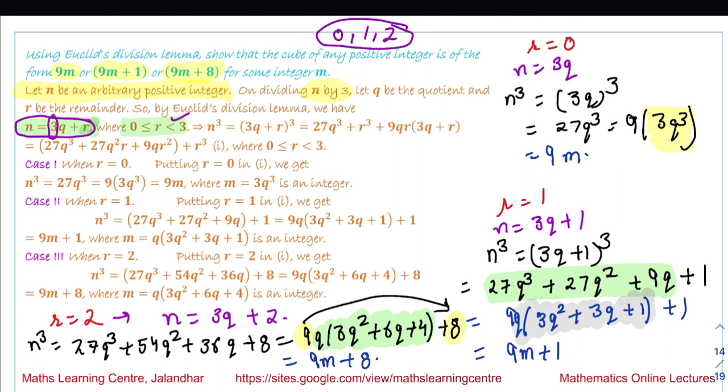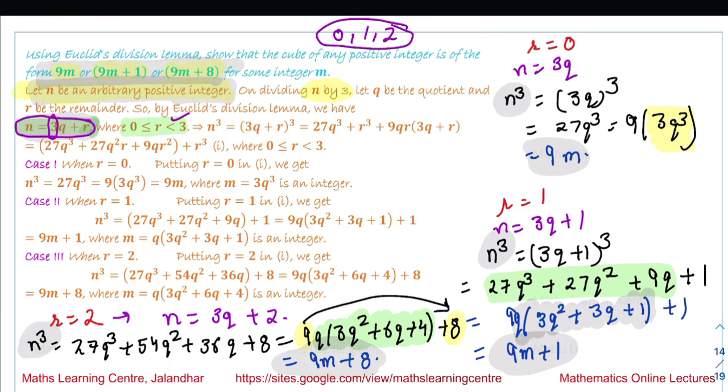So what we have started, we are saying n is any number, a positive integer we are talking about. It can be written in the form 3q plus r. Then n cube can have three forms. Either it is of the form 9m, or it is of the form 9m plus 1, or it is of the form 9m plus 8, and this is what we have to prove.